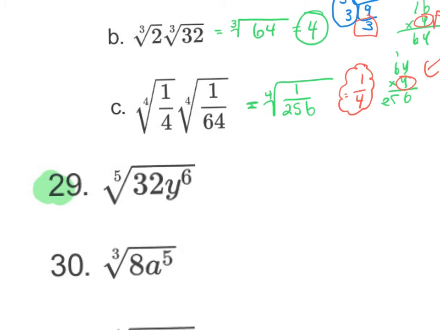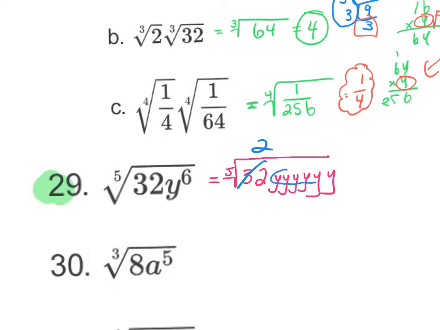All right, when we have questions with letters, I feel like this is so much easier for you guys to see. If I look at this, I say, okay, I need a 5th root, and I'm going to break this up into 32, and then how many y's does it say I have? 6. Correct. So look at the number first. What number times itself 5 times gives me 32? It is 2.